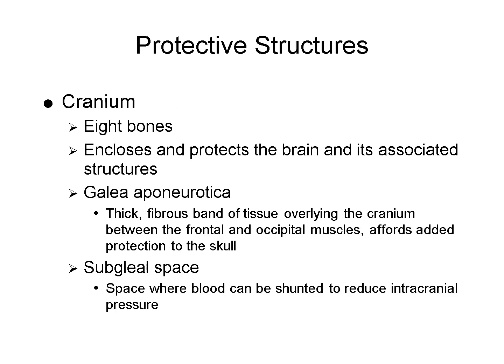The brain and spinal cord are protected by several layers. The cranium is made up of 8 bones that encase and shield the brain. Overlying the skull is the galea aponeurotica, a strong fibrous layer that helps absorb force. The subgaleal space can temporarily store blood during trauma, which helps reduce pressure on the brain.